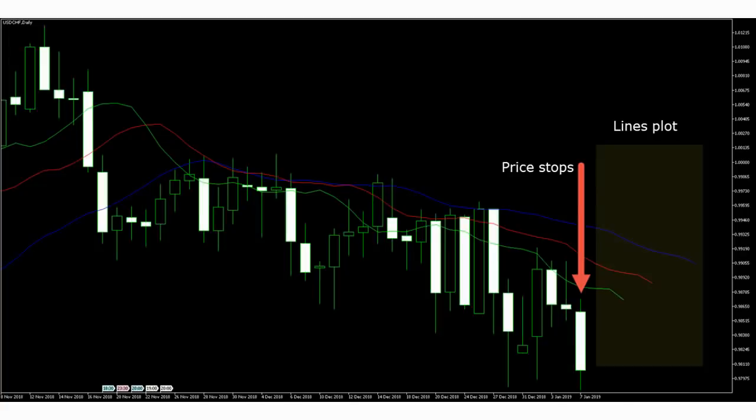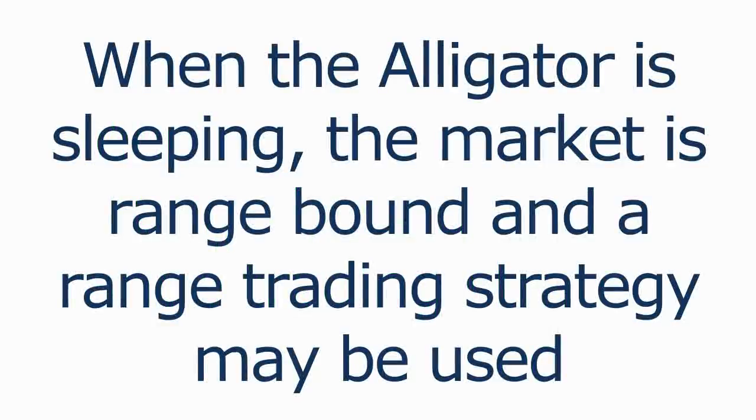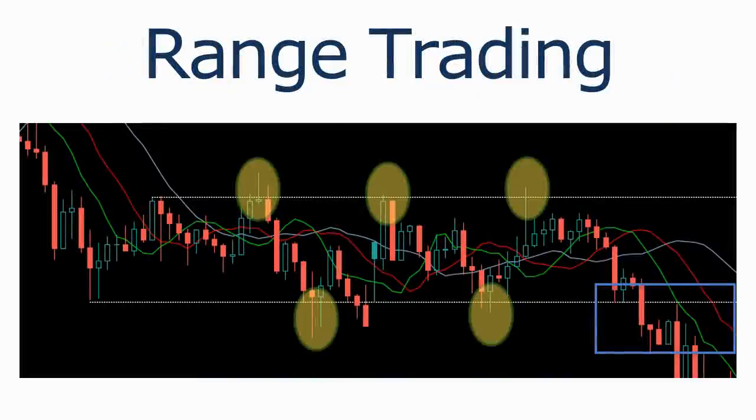So when the alligator is sleeping, the market is range bound. And a range trading strategy may be used, which can give you a jump into the market early. And you can see here that the 3 lines are mixed together. When this occurs, you section off the previous high and low, and using your entry tactics, you trade inside the range. Also note on the far right, price has broken from the range and pulled back. That's a classic breakout pullback trade.